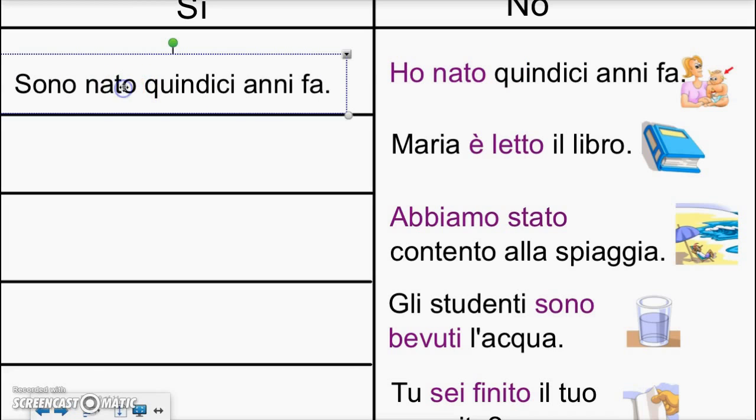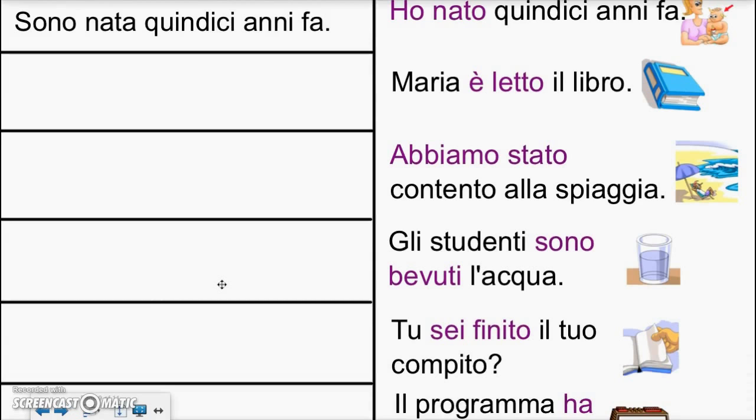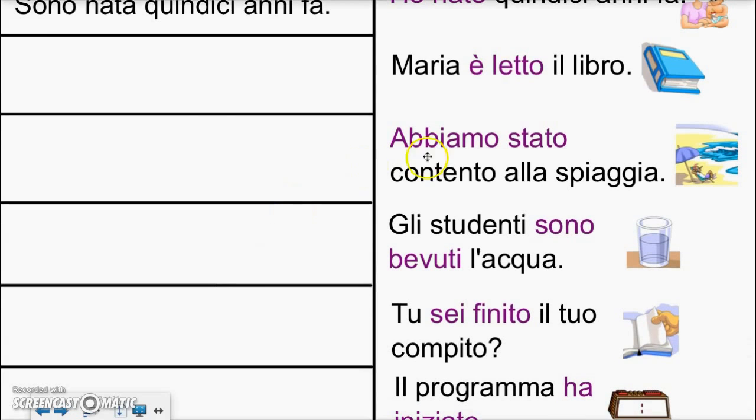For me, it would be sono nata because I'm feminine. For the males in the class would be sono nato. And so on and so forth. They could come up and write all the corrections, just switching the ones over here that have essere should all be in avere, and the ones here that have avere should all be in essere.